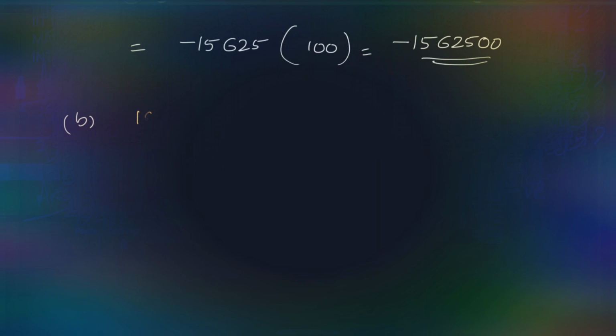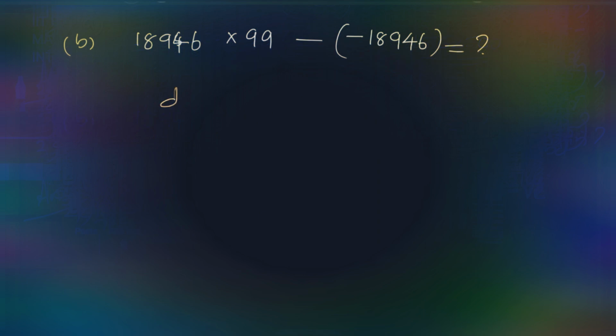Next, question B is 18946 into 99 minus negative 18946. This is our question. Here again we can apply the distributive property.